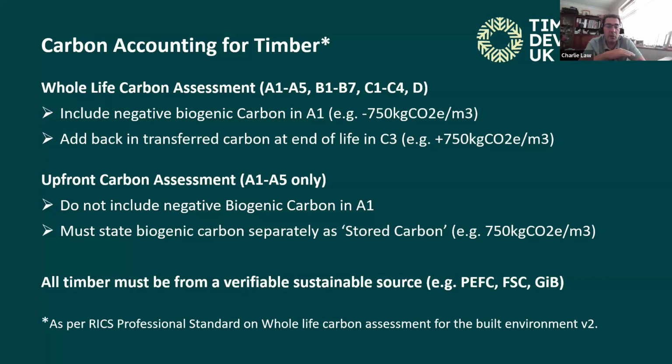To do that, all that timber must be from a verifiable sustainable source. So again, like I say, if you're using certification, PEFC, FSC, grown in Britain would be suitable to show that it's coming from a sustainable source. If you didn't have that evidence, then they wouldn't be able to include that negative biogenic carbon in A1, and it would make their whole life carbon assessment look very, very bad, because they wouldn't be able to include anything in A1, but they still have to account for the 750 kilograms going back in at C3. So it wouldn't make their building look very good at all.